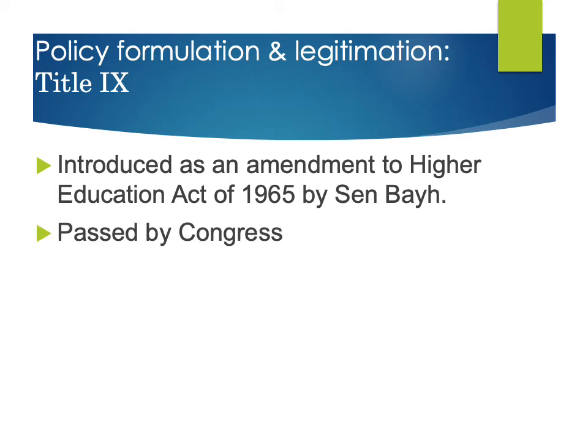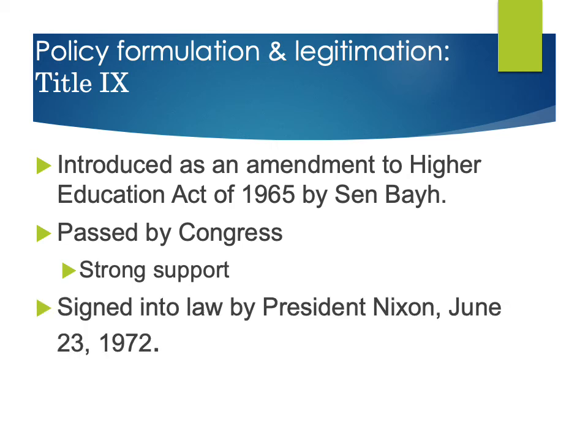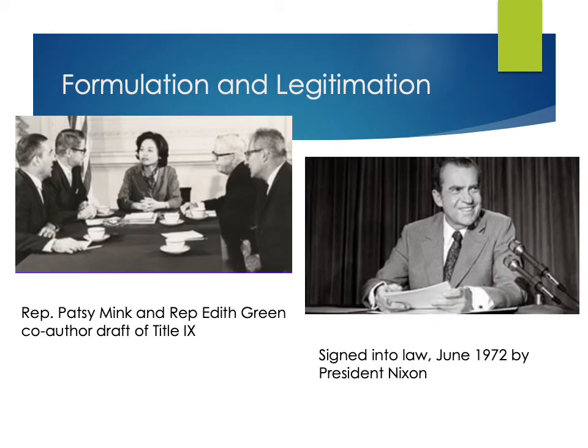It was passed by Congress, and it had really strong support. This was a time period, and we're going to be learning about this later on, where issues of gender equality, support for the Equal Rights Amendment, and even support for abortion didn't break down along party lines like the way that it does today. You had Republicans and Democrats who supported this act. It passed 88-6 in the Senate and 275 to 125 in the House. And not only that, it was signed into law by President Nixon, a Republican, in June of 1972. That's the formulation and legitimation.